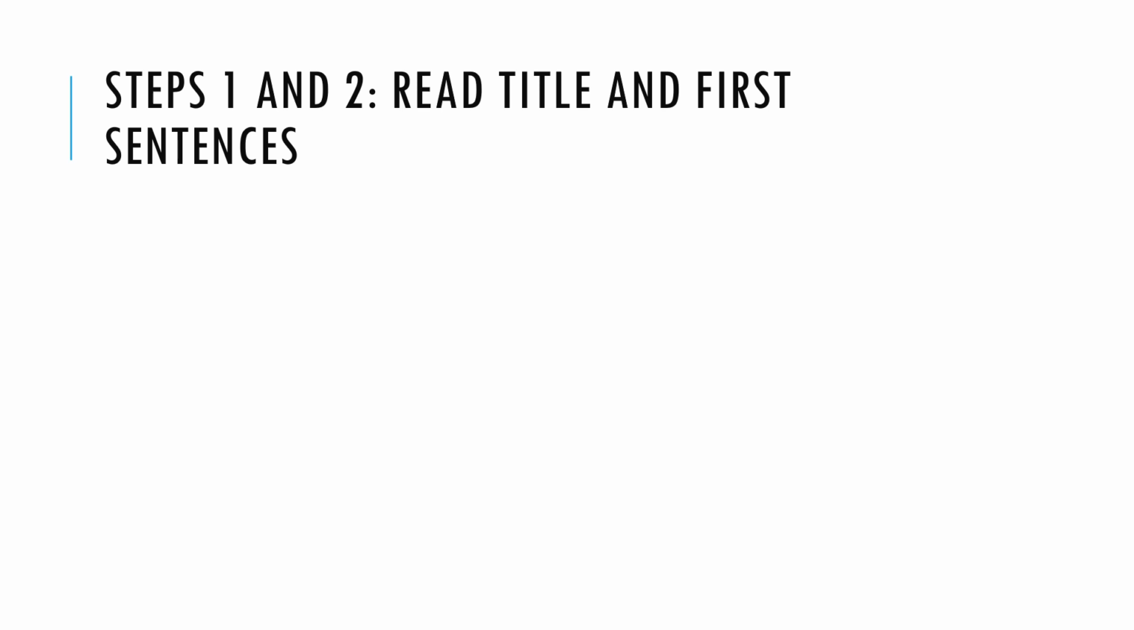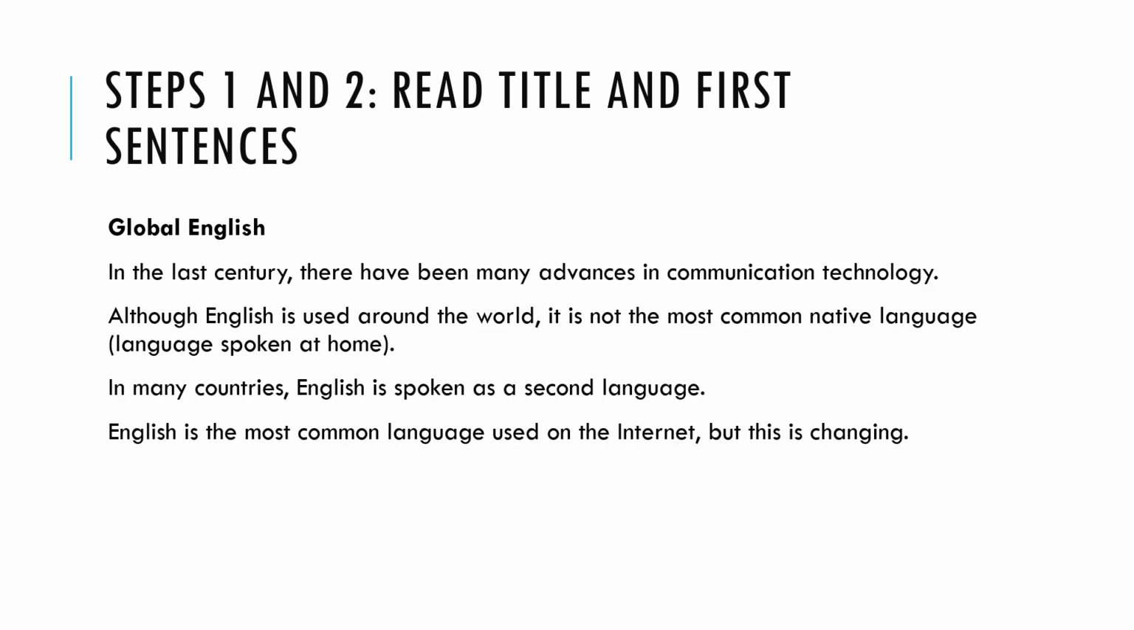While we are reading the title and the first sentences, we want to focus on looking for the topic. And remember, the topic again is who or what the paragraph is about. So the way that we can do this is by looking for words that are repeated, because good writers repeat the topic throughout their writing. So these are the topics, the title and the first sentences of this article.